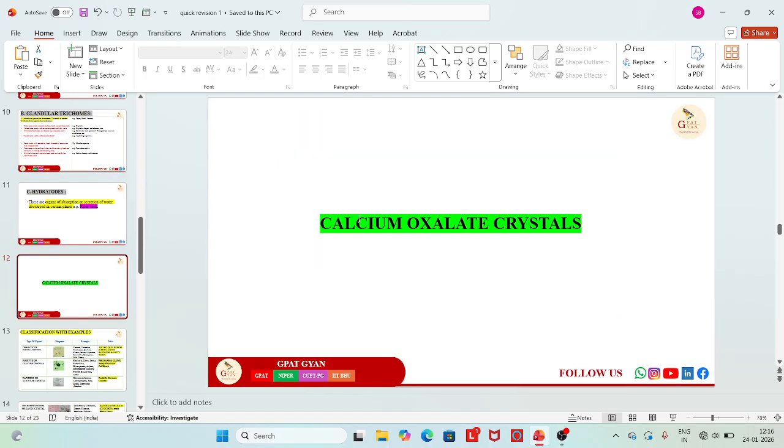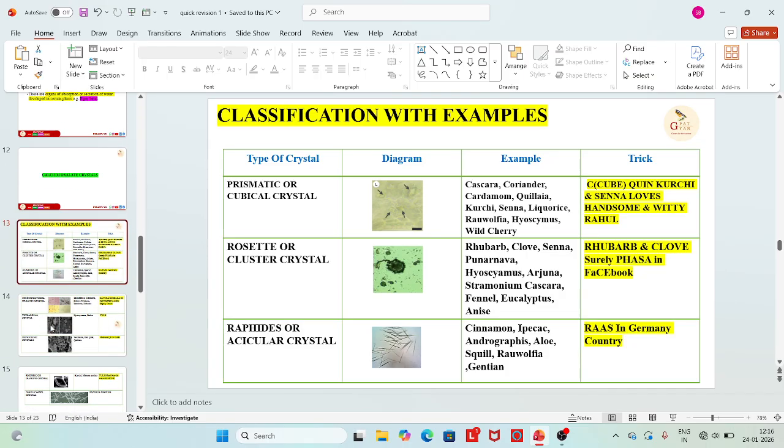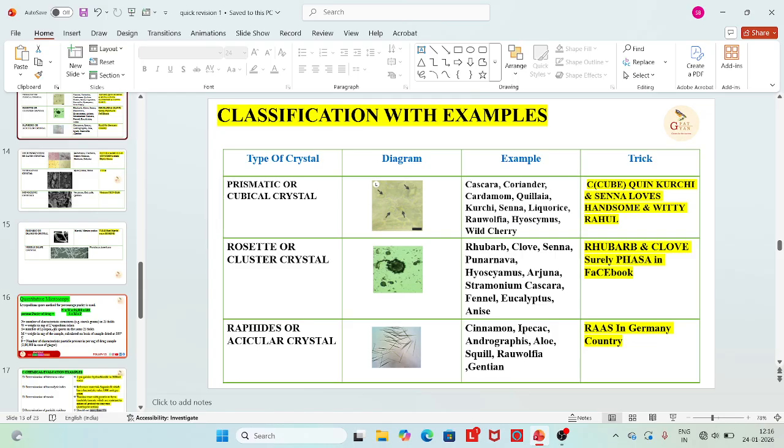This is one of the most important parts for your exam, calcium oxalate crystal. You can see questions from there, and in previous years also multiple questions were coming from the calcium oxalate crystal. Just like the stomata and trichome, it becomes important for you. So there are multiple classifications for the calcium oxalate crystal.